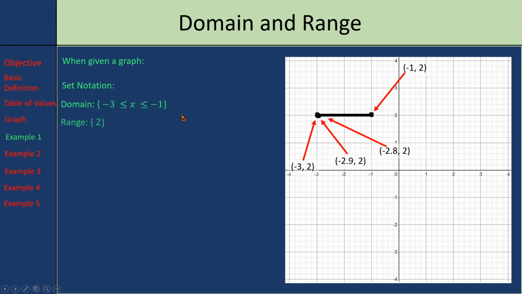And then the range is just going to be 2 for all these points, right? The y is just 2. All these points, the y is 2, so I just put 2 for my range.